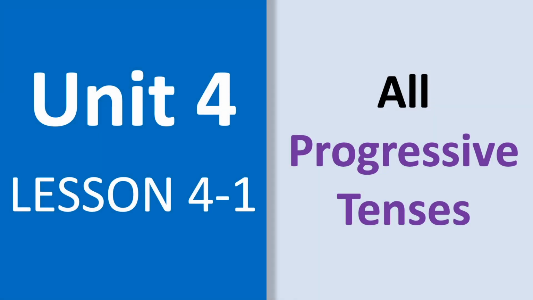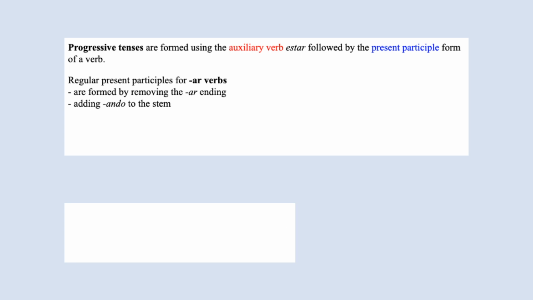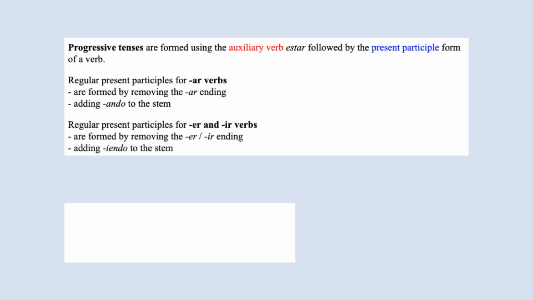We are now starting Unit 4, and the first lesson of this unit will cover the different kinds of progressive tenses. Progressive tenses are formed by using the auxiliary verb estar followed by the present participle form of a verb. The regular present participles for AR verbs are formed by removing the AR ending and adding ando to the stem. For ER and IR verbs, we also remove the ending and this time add yendo to the stem.